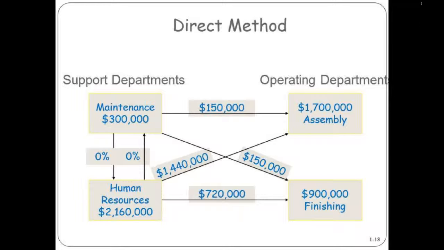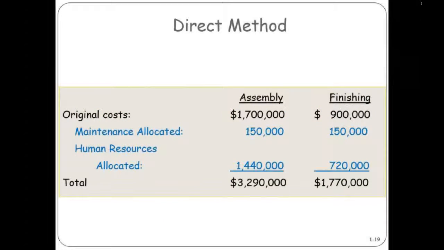Here it is in dollars rather than percentages. This plus this will equal this. And so you can now see the total costs going into assembly would be the cost coming from HR, the cost coming from maintenance, and the costs that they incurred internally. And here you can see the total costs for assembly and finishing.